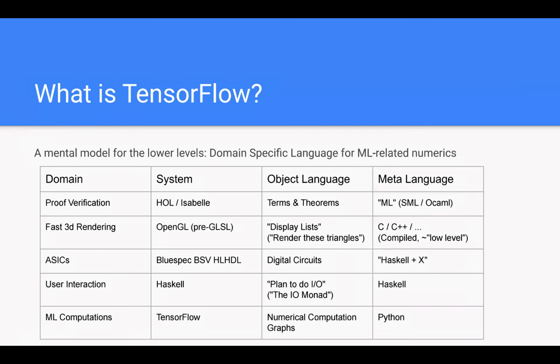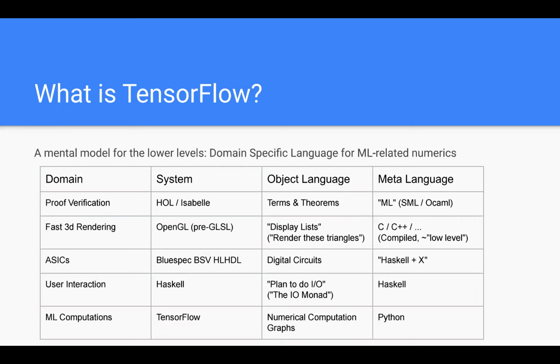That's one situation where this design shows. Then another domain where we have the same principle is fast 3D rendering. If we are looking at OpenGL, now pre-GL shader language in particular, then we have an object language of display lists. And a display list is a sequence of instructions to render triangles that describe a three-dimensional object. And the meta language with which we are manipulating or setting up this display list is typically something compiled low level like C or C++.